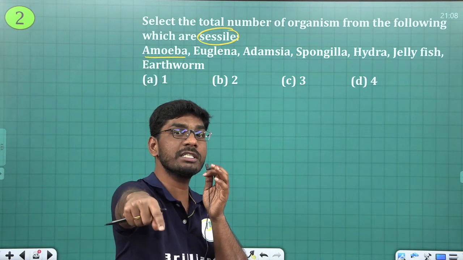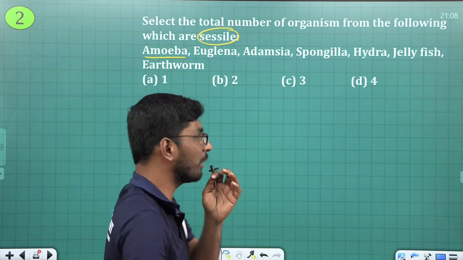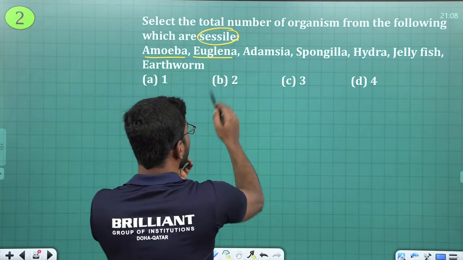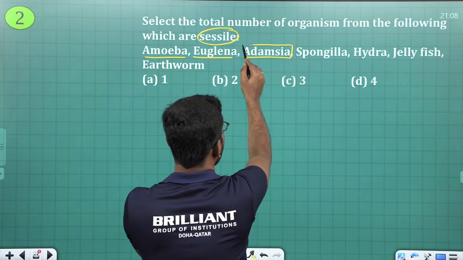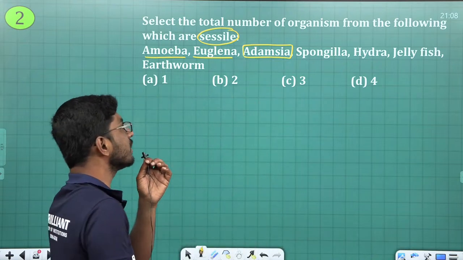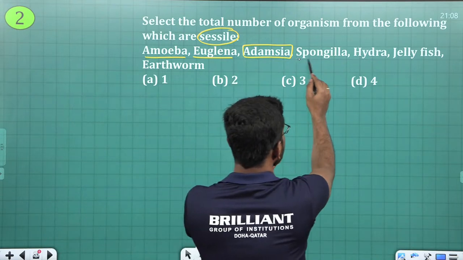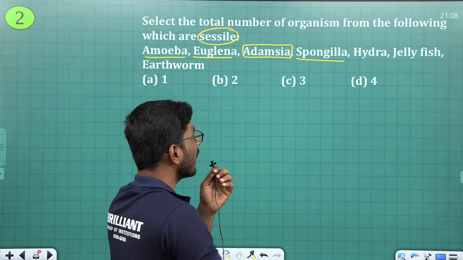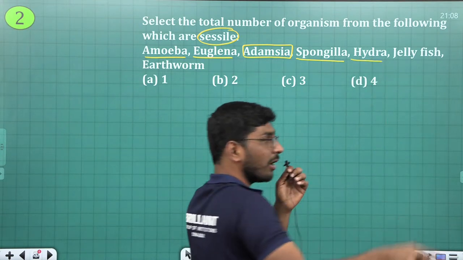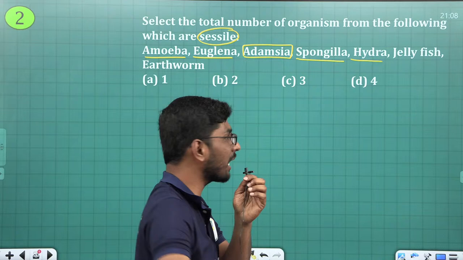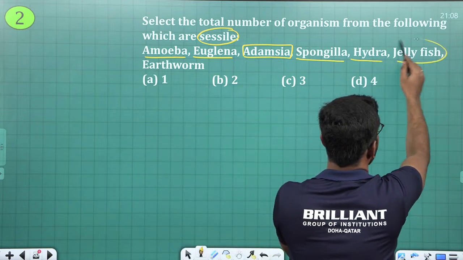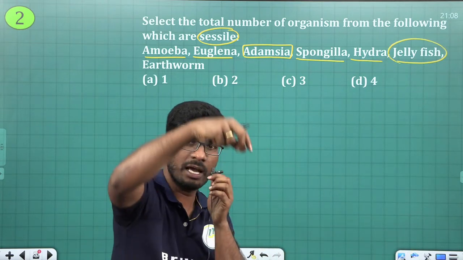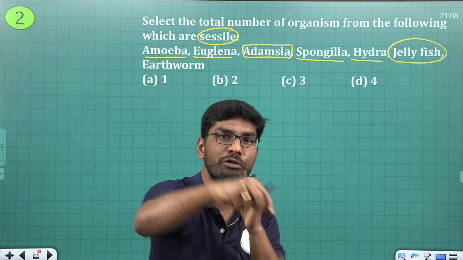In Protista also, we discussed this one. Protista, Protozoa: Amoeba, pseudopodia. Euglena, flagella is there. Adamsia is called what? Sea anemone. Sea anemone is what? Sessile. Spongilla is a freshwater sponge. Porifera, sessile. Next, Hydra. Hydra also, what, tell me? Cnidaria, sessile. Next, jellyfish, mobile. Jellyfish have tentacles. You got my point. They will move here and there.